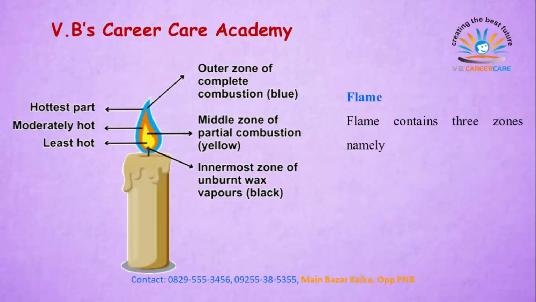Let us discuss them. The outermost zone is blue and it is the zone of complete combustion. The middle zone, which is visible to the eye, is the zone of partial combustion. It is yellow in color. And the lowermost zone, which is the innermost zone of unburnt wax, is black in color.